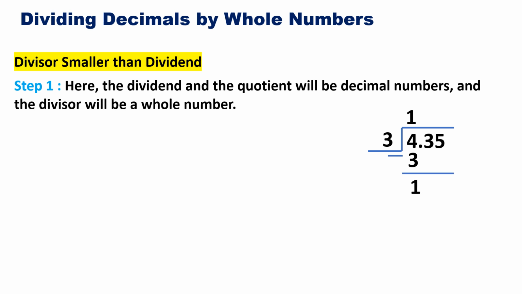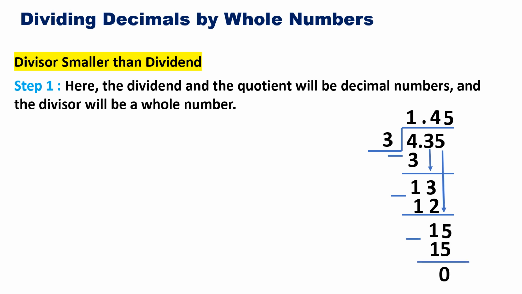Now this decimal point will go up to the quotient. Then 3 will come down, 13. 3 fours are 12. Then it will be 1. Then the 5 will come down. Then 3 fives are 15. As we saw, in the normal way, like how we do it for the whole number, we did the division. We only have to be concerned about where we put the decimal point.